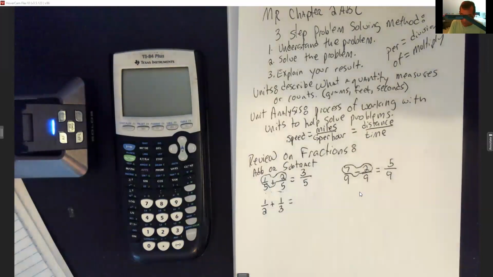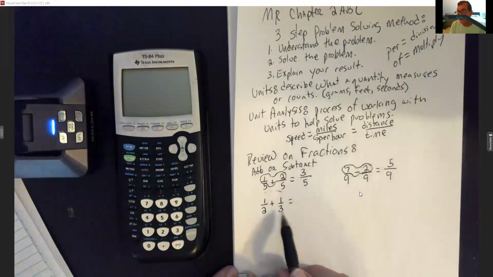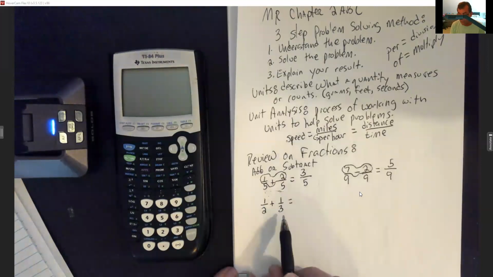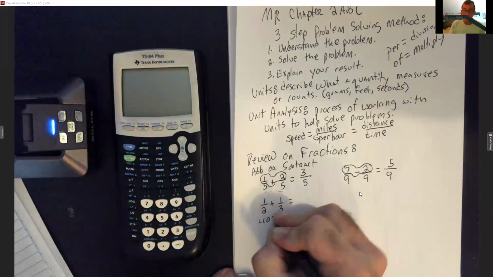So these ones cannot be added yet because they don't look the same on the bottom. So you want to find the common denominator, which is the smallest number that 2 and 3 will multiply and go into. Okay, so 2 times 3 make a 6, and 6 is the smallest number that'll have factors of a 2 or a 3.